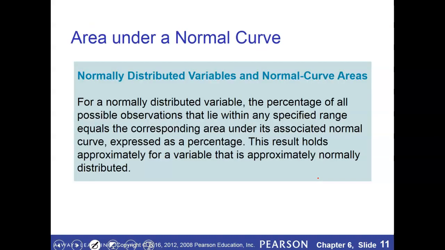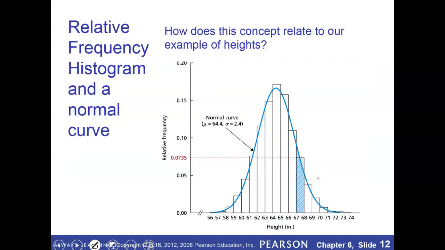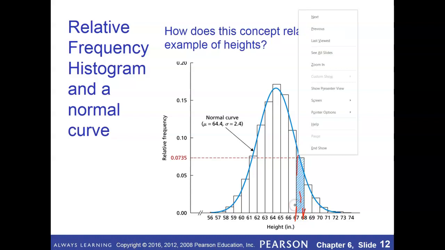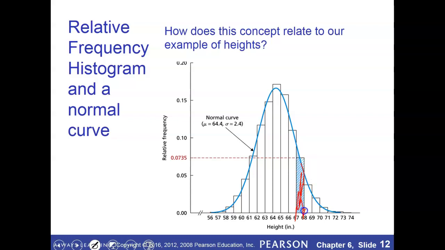And so the normally distributed variables on a normal curve, and this slide just basically says what I said. The percentage of all possible observations that lie within any specified range is equal to the corresponding area underneath the normal curve. And so this goes back to that relative frequency histogram. Everybody between the heights of 67 and 68 is going to be somewhere within the normal curve. That is the area of this normal curve, which is this area in here.